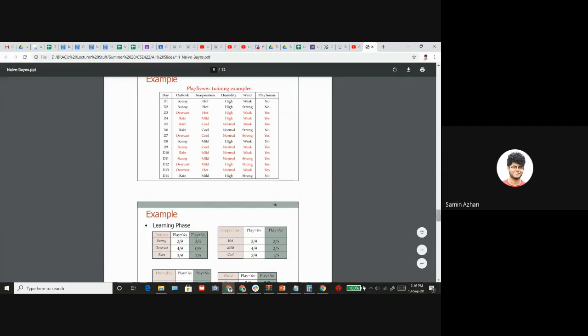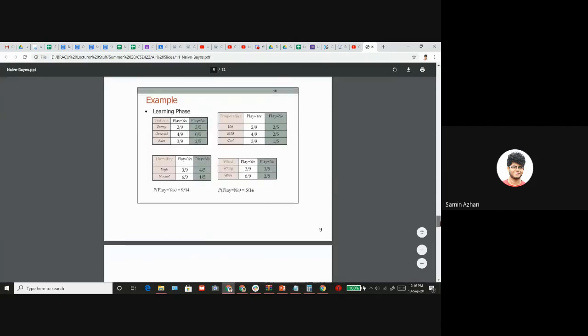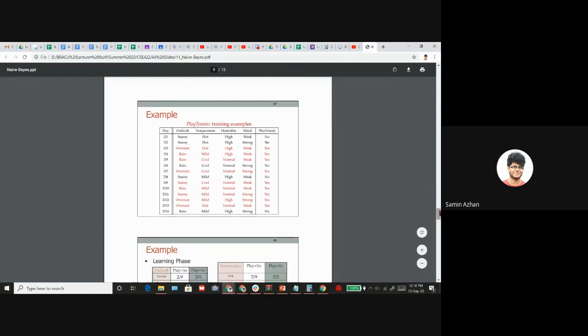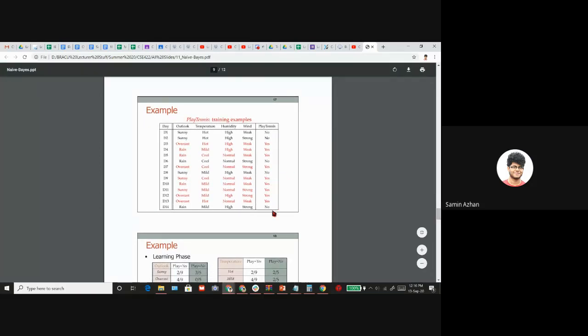How do we get 2 by 9? We scroll down a little bit more. We see that the probability of play tennis yes equals 9 by 14, and the probability of play equals no is 5 by 14. That means there are 14 entities here, 14 rows, and 9 of them are yes, and 5 of them are no.